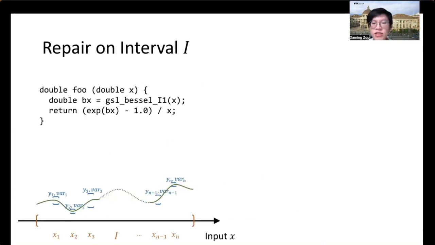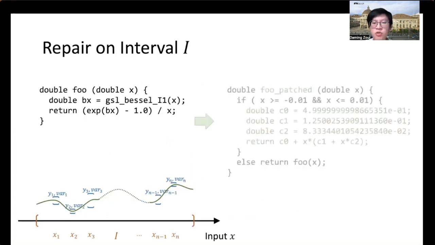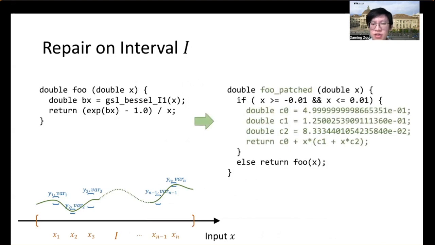In our motivation example, a simplified patch will look like this. In the erroneous input domain, from negative 0.01 to positive 0.01, we use the synthesized polynomial to provide more accurate results. In the other input domain, the program still invokes the original program.